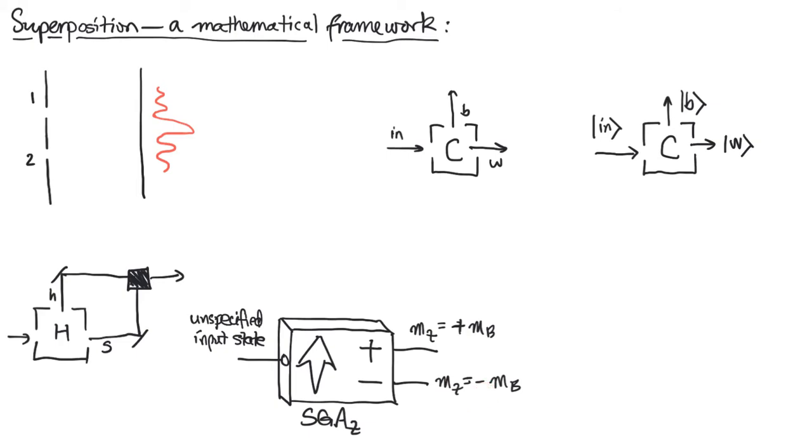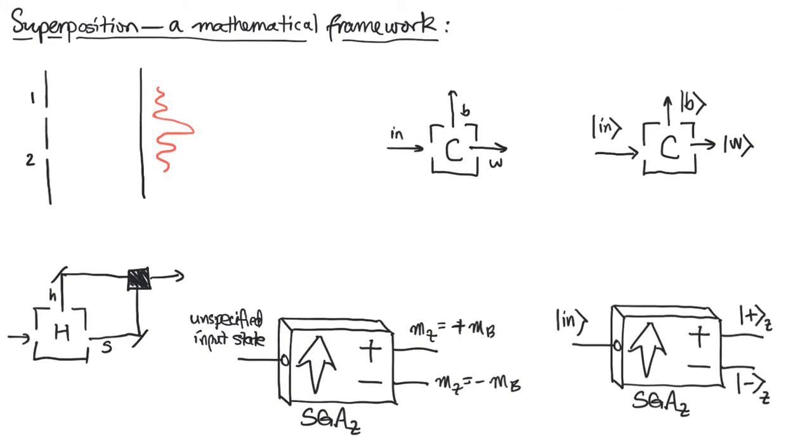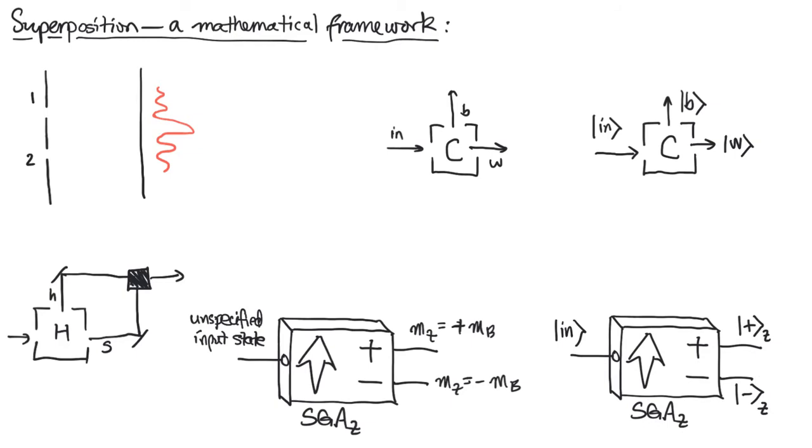Okay? We can represent that schematically in the following way. We can take the same box and just say the input state is the ket, and the two output states are plus and minus, and we also have to specify the direction that the measurement was made in, right? So the z subscript here is representing the fact that the atom exiting the plus port is in the state plus in the z direction, which is like saying mz is plus.